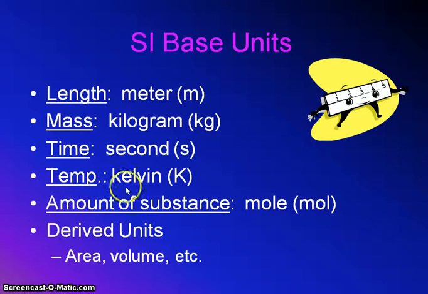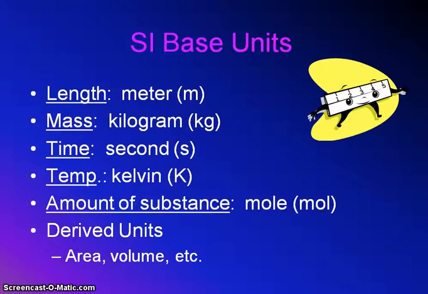Temperature, now this one's a little bit different. You might not have heard of it before. It's called Kelvin. Generally we use Fahrenheit or maybe even Celsius. In chemistry we'll use Kelvin a lot, and to get Kelvin you will take the temperature in degrees Celsius and add 273.15. That will give you the temperature in kelvins.